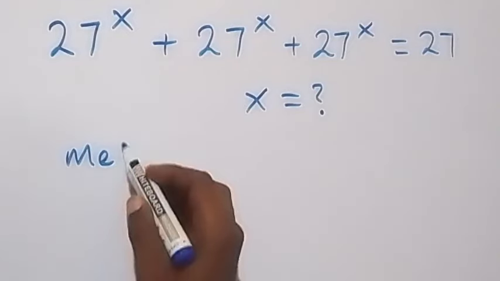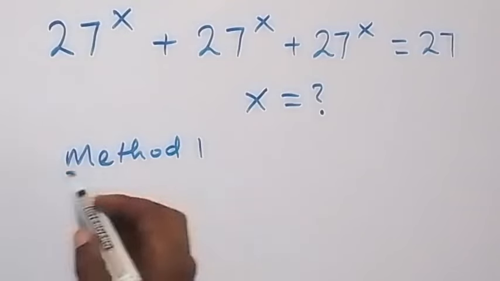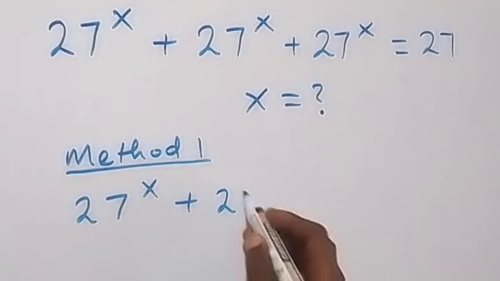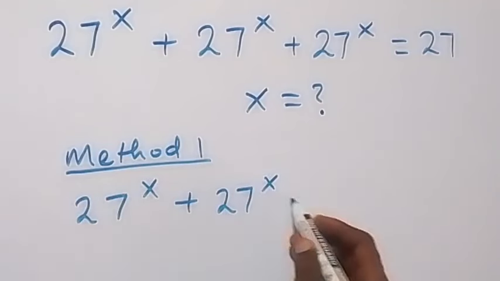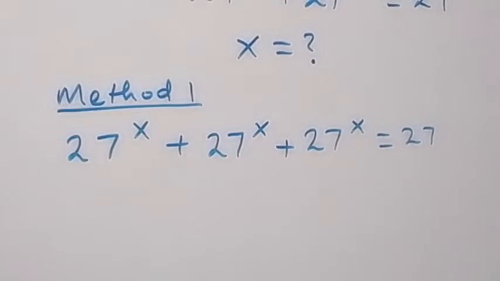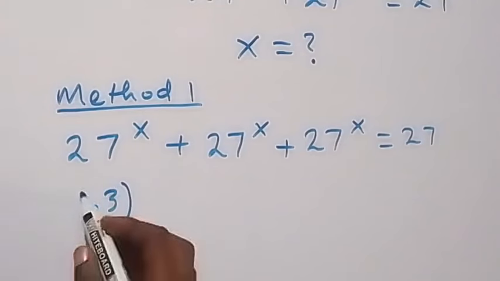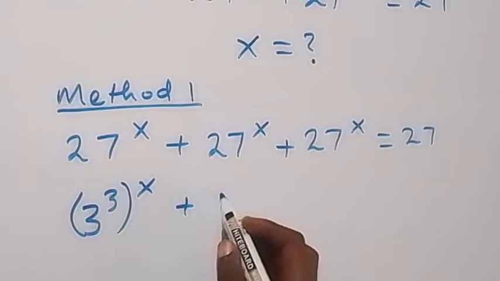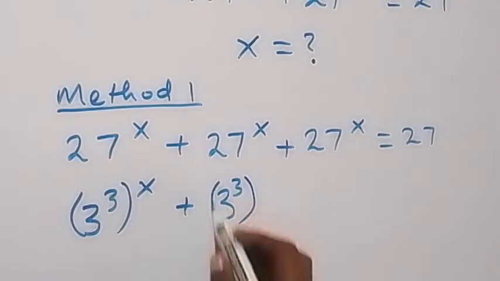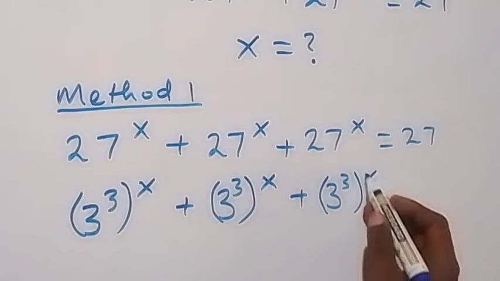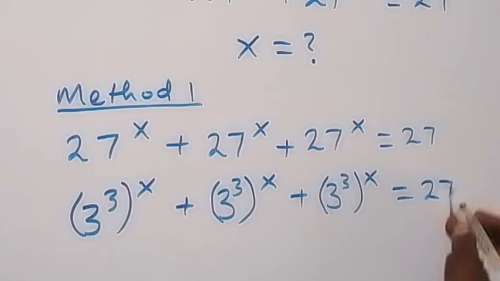The first method we are using here, from what we are given, which is 27 raised to the power x plus 27 raised to the power x plus 27 raised to the power x equals 27. Here we can change 27 and write it as 3 raised to the power 3, then raised to the power x, plus 3 raised to the power 3, then raised to the power x, plus 3 raised to the power 3, then raised to the power x, which equals 27.